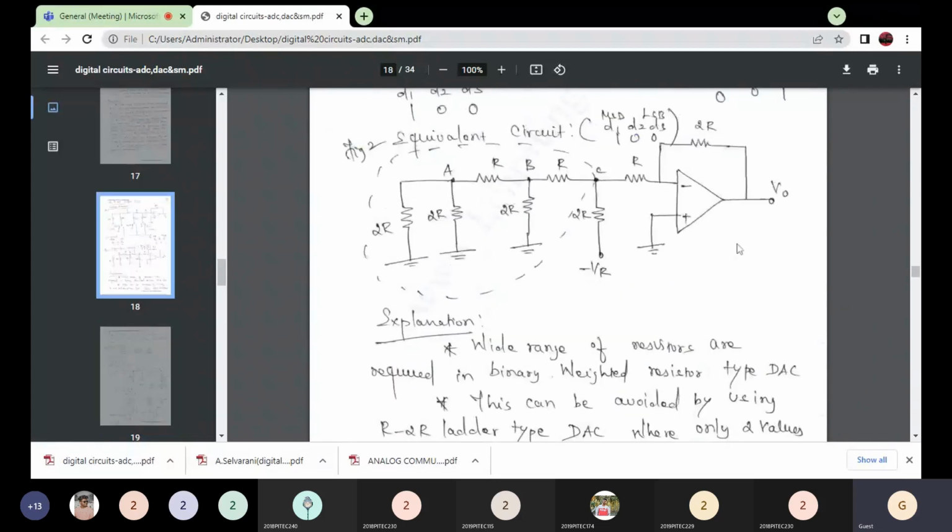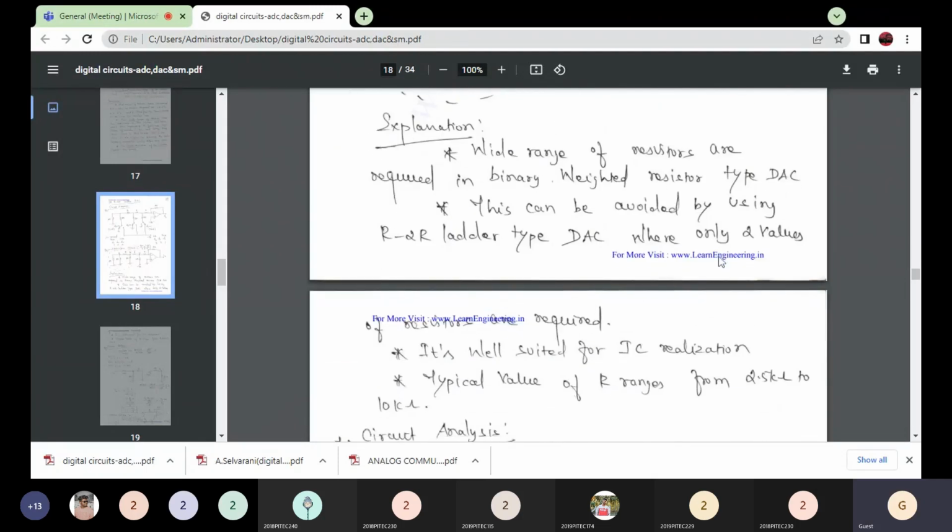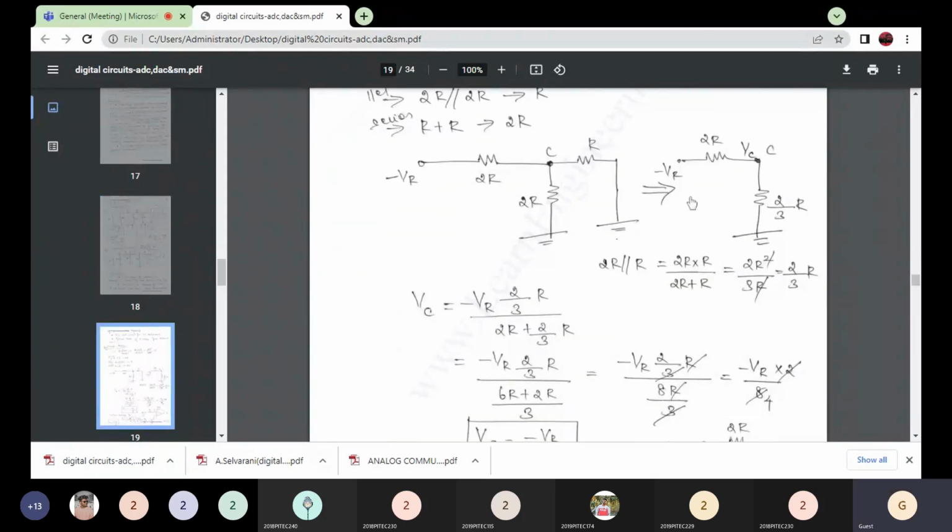So the input resistance is also connected to the ground. This is a virtual ground, right? So here the non-inverting terminal is connected to ground. So this acts as the terminal as well as the virtual ground. So consider here virtual ground. It should be grounded, right? So now we find the voltage across the terminal C, right? Voltage across this terminal C. So these two resistances are connected in parallel. So we find the resistance value. So the resistance value is 2 by 3 R, right? 2 by 3 R. Then we have 2R there. So these two are connected in parallel, right?